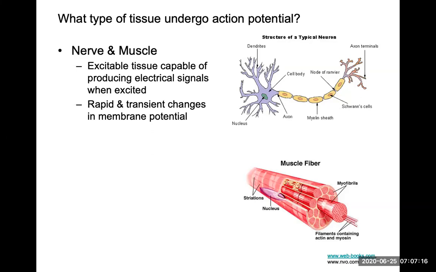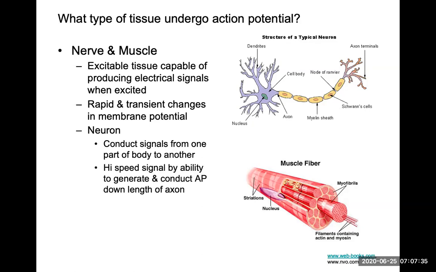We'll talk about what happens in that membrane voltage, and we can graph it and learn the stages of an action potential curve. The neuron itself can conduct signals from one part of the body to another, so that signal, the action potential, will travel down this axon and then be sent through the axon terminals to another neuron or a muscle cell, which it will pass the signal onto. The neuron has a high-speed signal by the ability to generate and conduct an action potential down the entire length of its axon, and it can do that in 1 to 2 milliseconds. The muscle itself will act via contraction, and it works a little bit differently, but contraction of a muscle also involves the passage of the electrical signal into the muscle fiber cells.